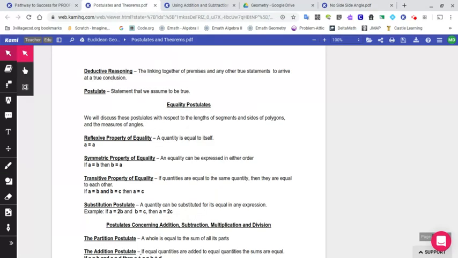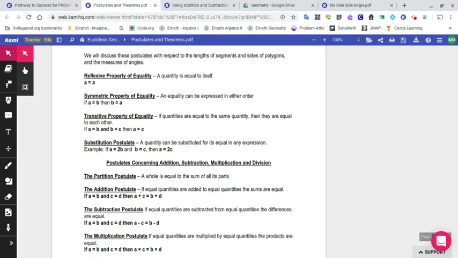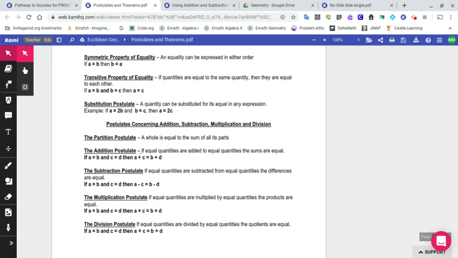All right, so today we're going to talk a little bit about using some of these other postulates that we talked about on the very first day. You might remember this sheet. We already used reflexive quite a bit. Now down here, about halfway down, we see these three: partition, addition, and subtraction, and those are the ones we're going to talk about today.